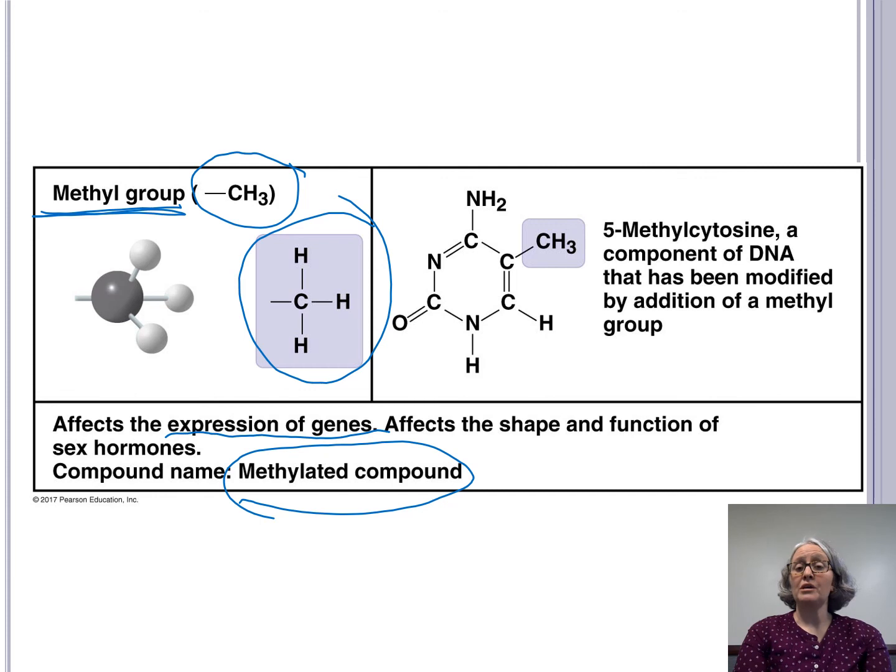Again, this is the real meat and potatoes of chapter 4. Please make sure that you memorize these 7 functional groups. Know their name, know how to draw them, know what's important about each of them, and then know how to name them when they're added to compounds.